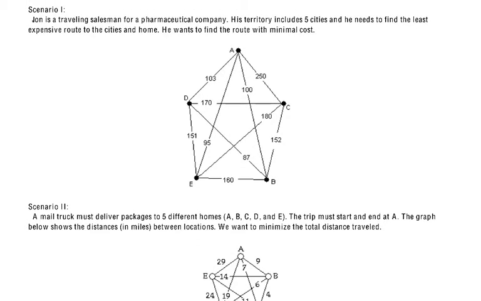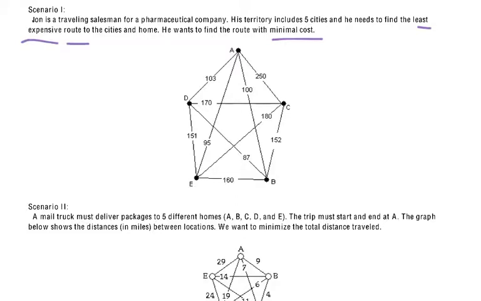In the first one, John is a traveling salesman for a pharmaceutical company. His territory includes 5 cities, and he needs to find the least expensive route to the cities and home. He wants to find the route with the minimal cost. So you can see that these routes are labeled with numbers. That number implies the cost it is to travel along that route, for whatever reason. Perhaps that's the amount of gas you would use, perhaps it's gas plus toll roads, etc.